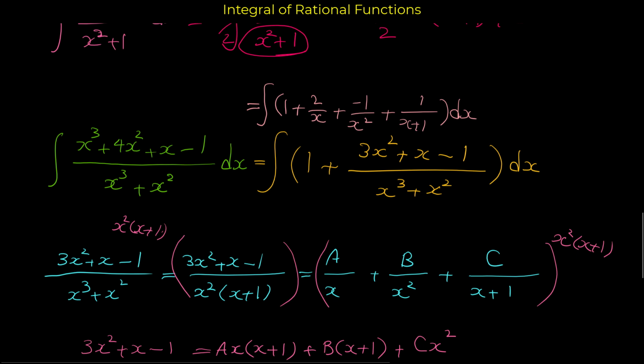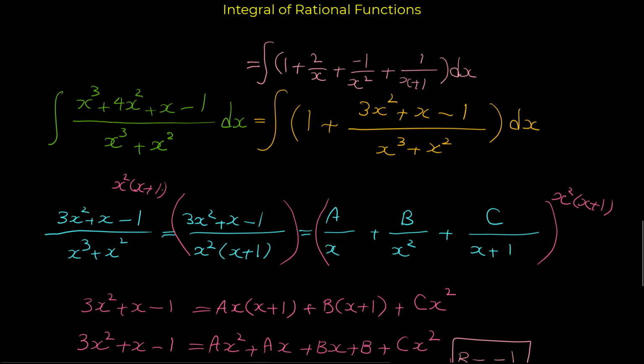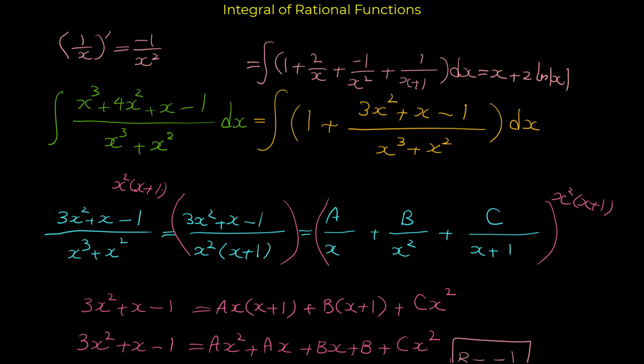And finding the integral of these terms is really simple. What is the integral of 1? The integral of 1 is simply x. The integral of 2 over x is 2 ln of x, or ln of the absolute value of x. For −1 over x², if you remember from derivative formulas, the derivative of 1 over x is exactly −1 over x². So the integral of −1 over x² is 1 over x.